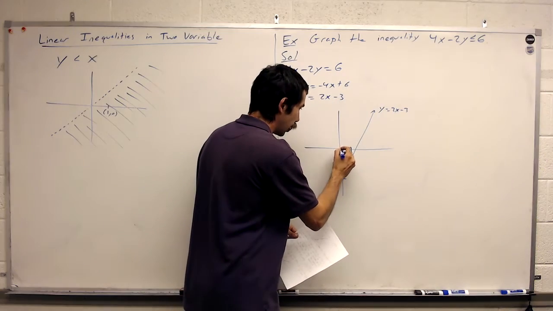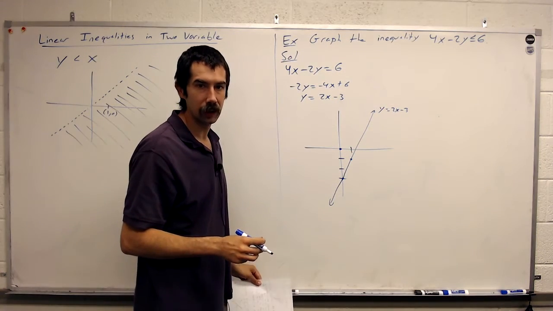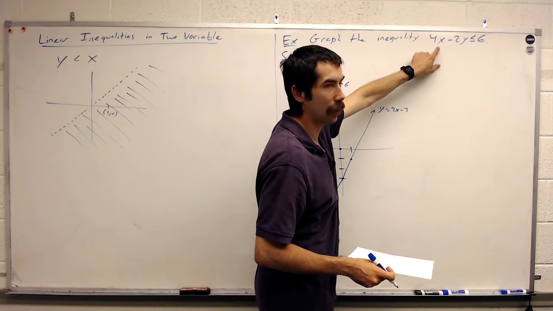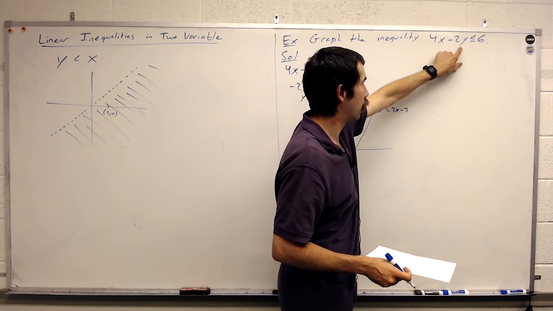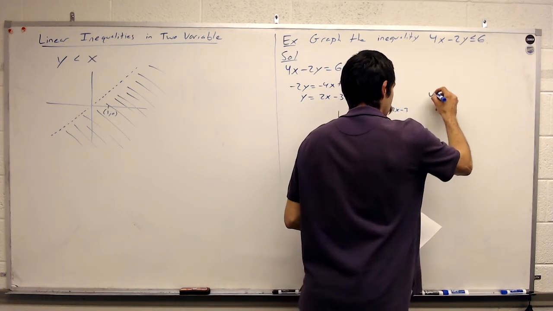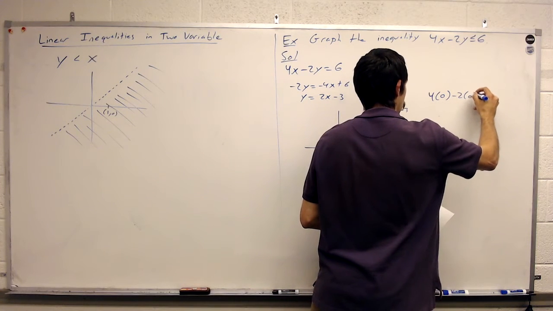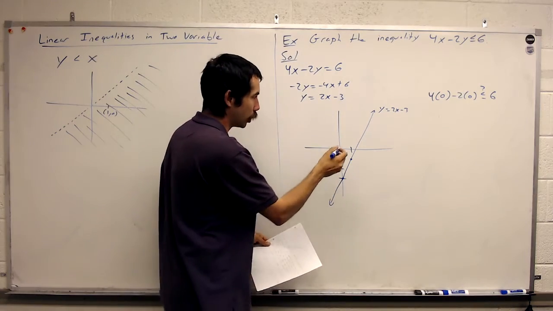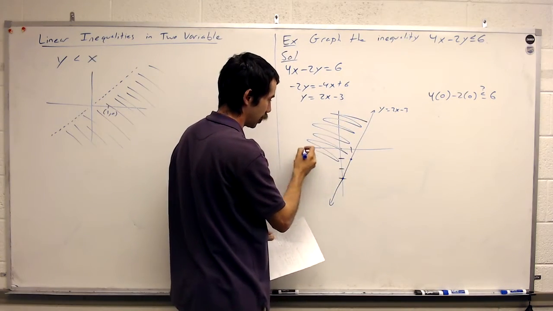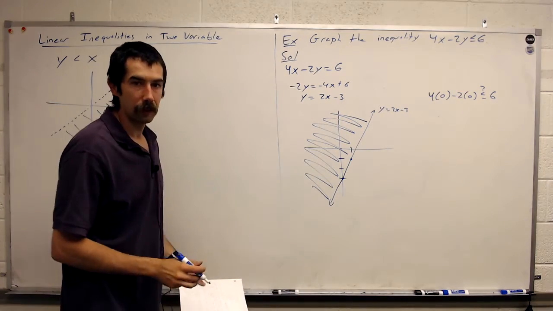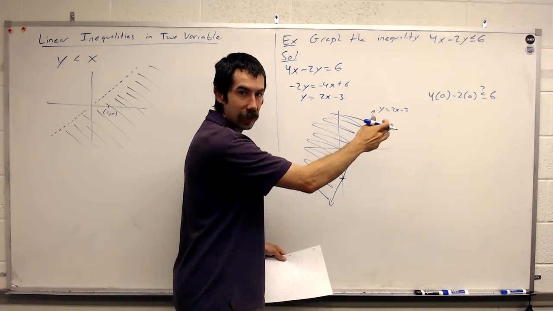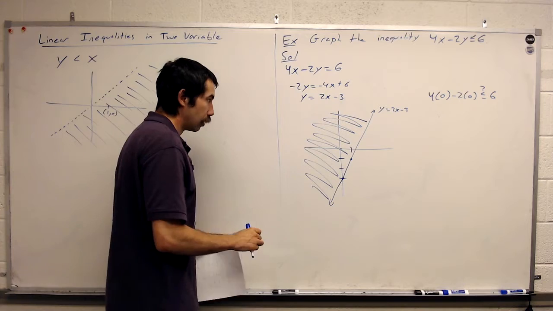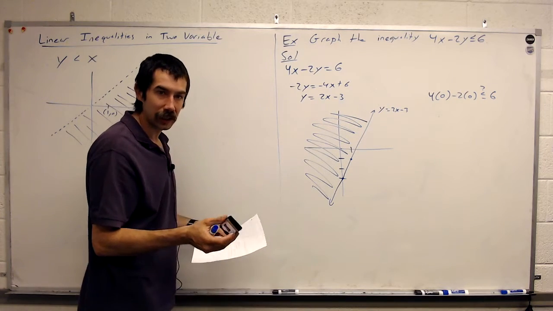So I'm going to use the origin 0, 0 as our test point. Is it true that 4 times 0 minus 2 times 0 is less than or equal to 6? Yes. So we're going to shade in the direction of the test point, which is up here this time. If I picked a point down here, this inequality would not be satisfied. So I would shade away from it. So that's how you graph a single inequality.